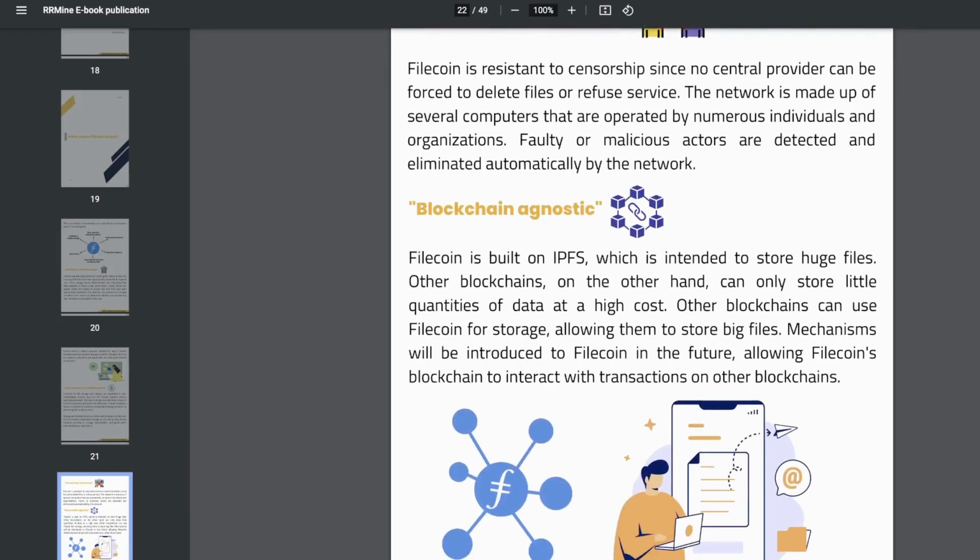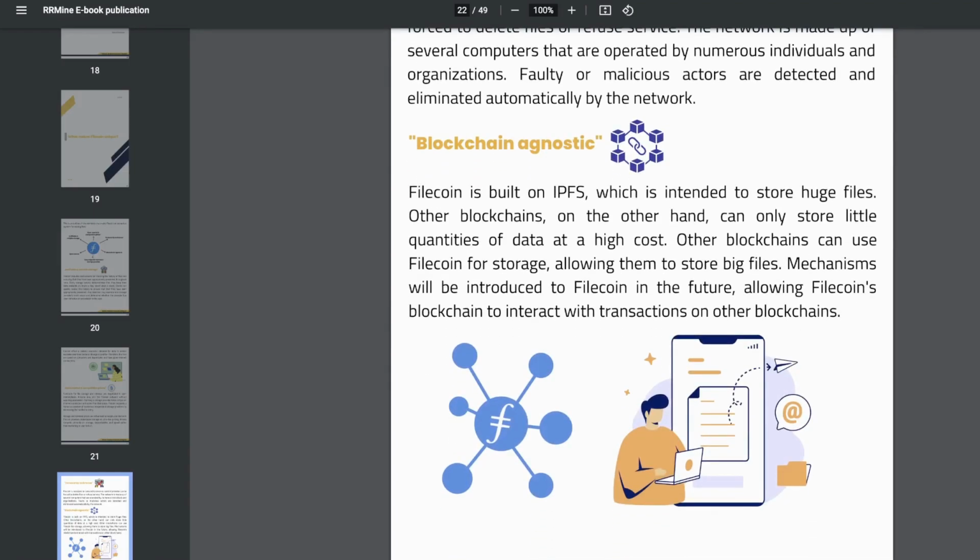Okay, blockchain agnostic. Filecoin is built on IPFS, which is intended to store huge files. Other blockchains, on the other hand, can only store little quantities of data at a high cost. Other blockchains can use Filecoin for storage, allowing them to store big files. A mechanism will be introduced to Filecoin in the future, allowing Filecoin's blockchain to interact with transactions on other blockchains.